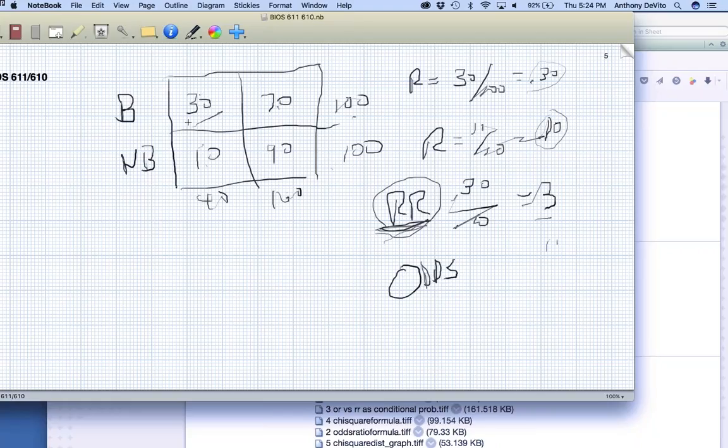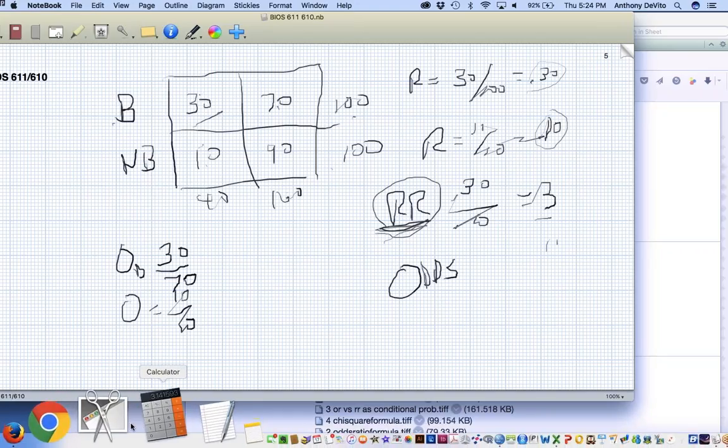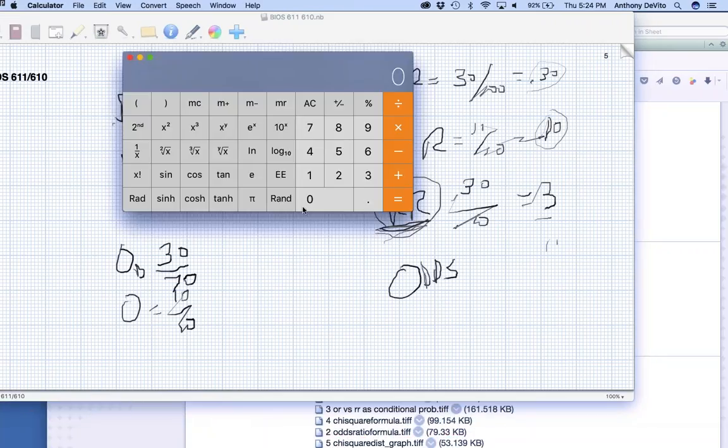The odds of getting ill if you use the bath are 30 out of 70. Those are the odds of getting sick if you use the bath. The odds if you don't use the bath are 10 out of 90. So just quickly, 30 out of 70 is how much? 30 divided by 70 is equal to 0.43.